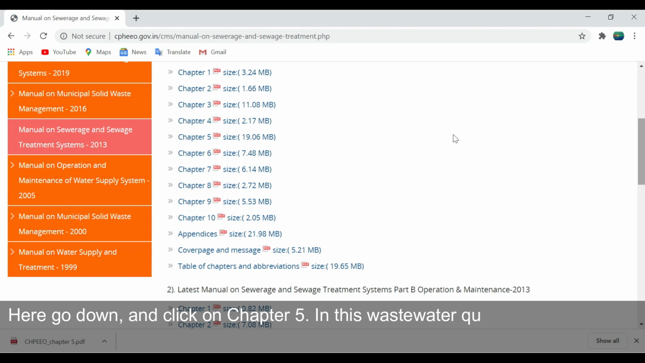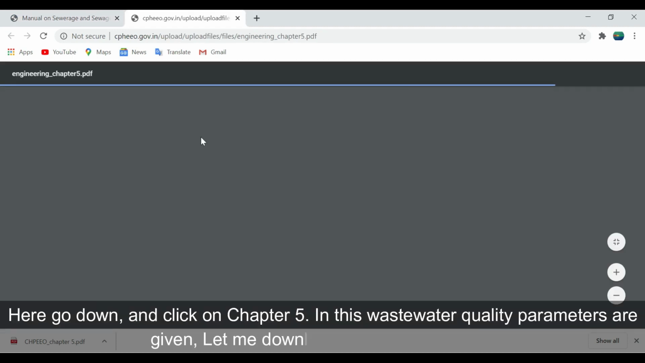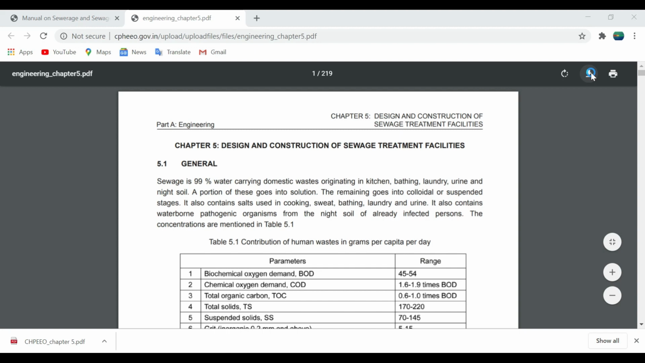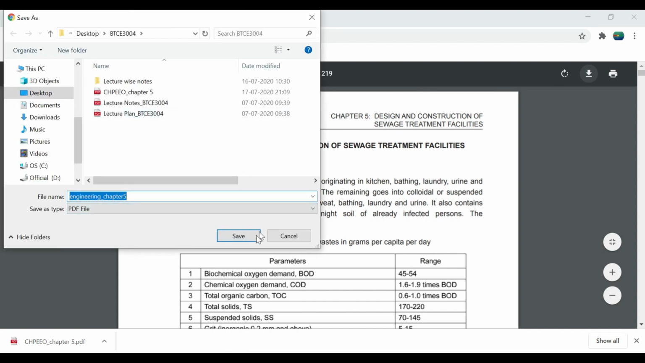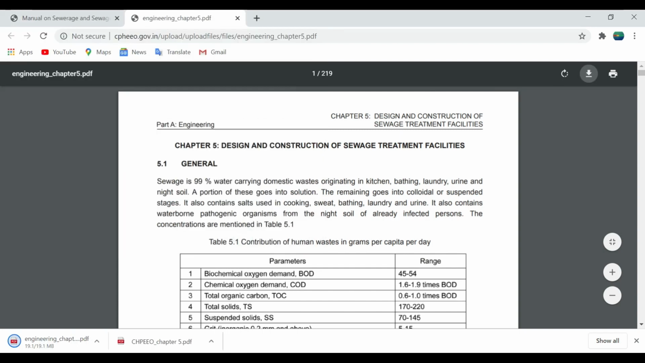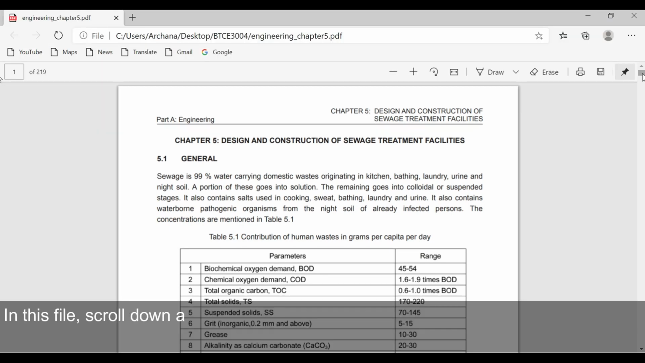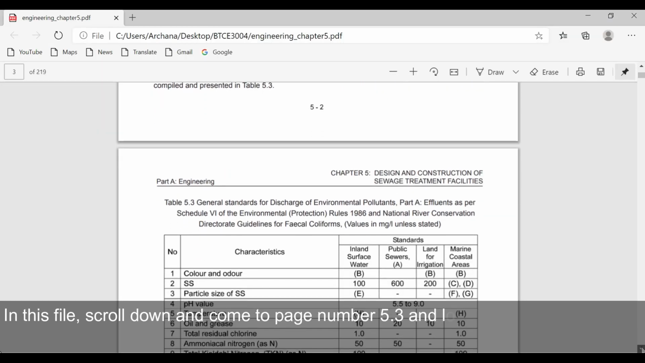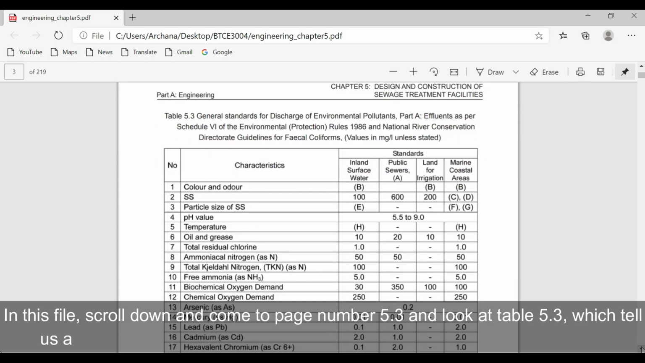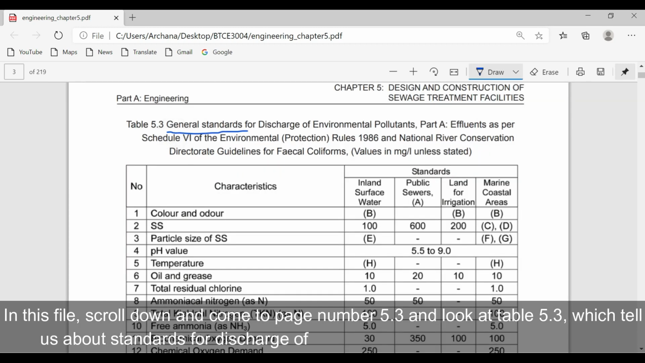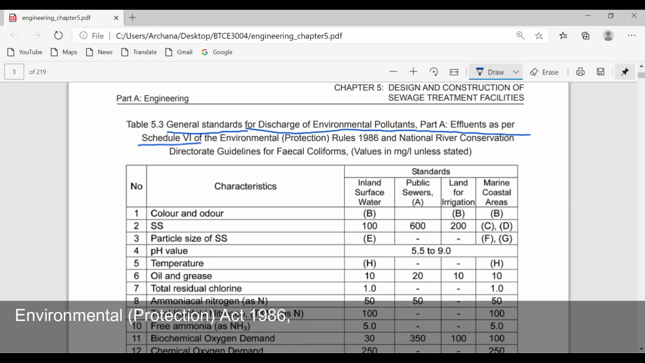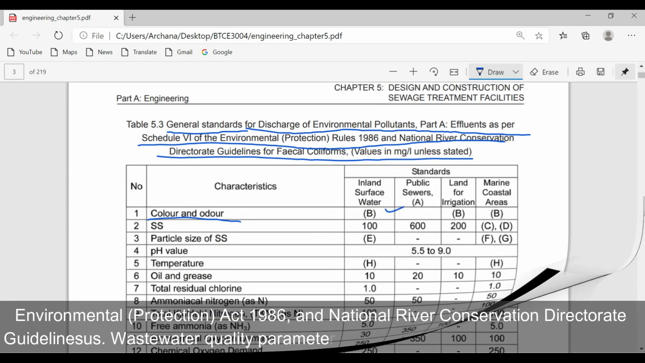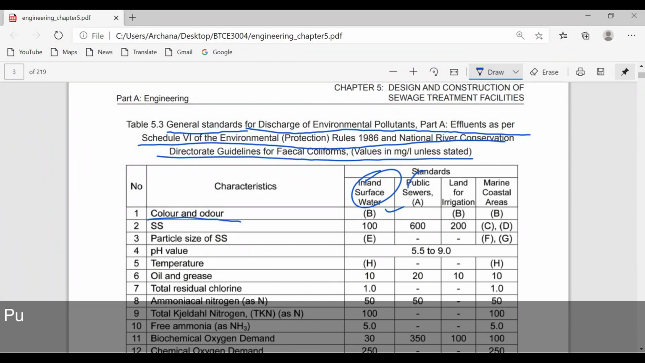In this, wastewater quality parameters are given. Let me download this file and open it. In this file, scroll down and come to page number 5.3 and look at Table 5.3, which tells us about the standard for discharge of environmental pollutants mentioned in the Environmental Protection Act 1986 and National River Conservation Directorate guidelines. Wastewater quality parameters are mentioned for inland surface water, public sewers, land for irrigation, and coastal areas.